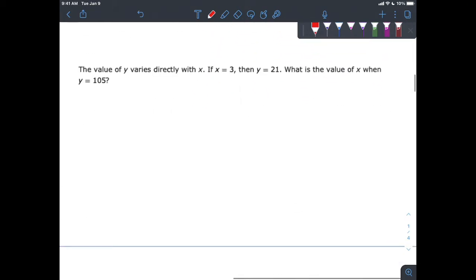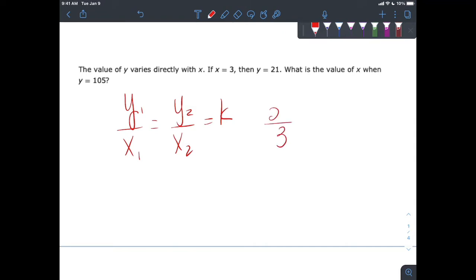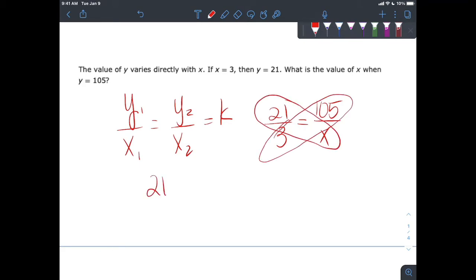Next one. The value of y varies directly with x. As soon as I hear that, this is what I think. So they said if x is equal to 3, y is equal to 21, what is the value of x when y is 105? Now I can cross multiply. And of course divide by my coefficient in order to get x by itself.